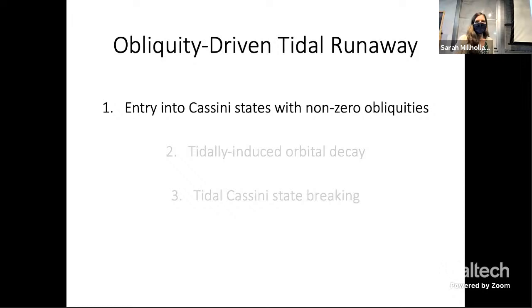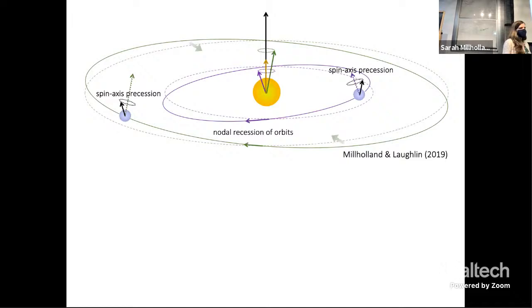So here I want to talk about this new theory for the production of these USPs from the innermost edge of an otherwise fairly typical multi-planet system. We've named this obliquity-driven tidal runaway. The process can be described in three component steps that I'll go through in more detail. The first is an entry or capture of the planet obliquity into these Cassini states with enhanced obliquity.